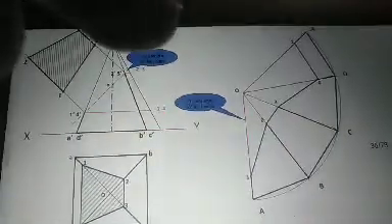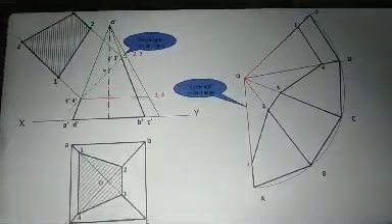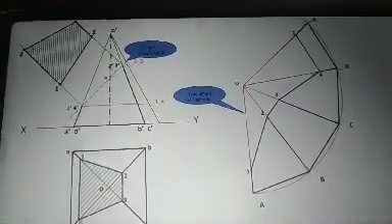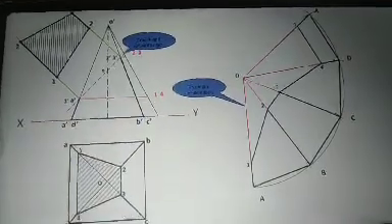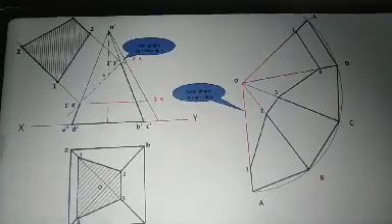And similarly, as we discussed in the previous problem, connect all these points on the development. This is the simple development of the square pyramid, and both the conditions were discussed in both the problems.